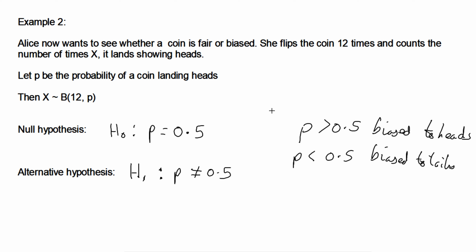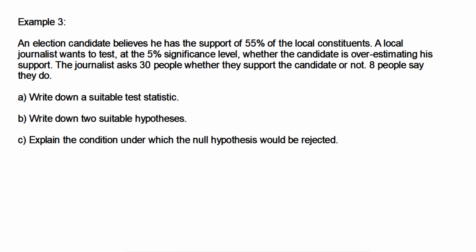Why can we look at both? Well, in the question it says, is it biased? This coin could be biased towards heads, in which case the probability of it landing on heads will be greater than 0.5. If it is biased towards tails, the probability of it landing on heads will have to be less than that half value. So we take that into account by writing p does not equal 0.5, and that essentially covers both of these situations. So let's have a look at a more in-depth example.